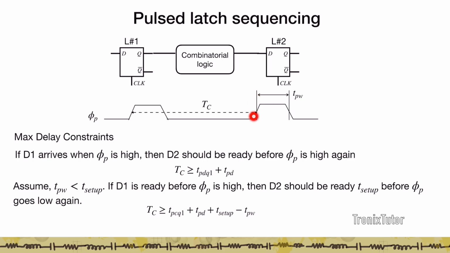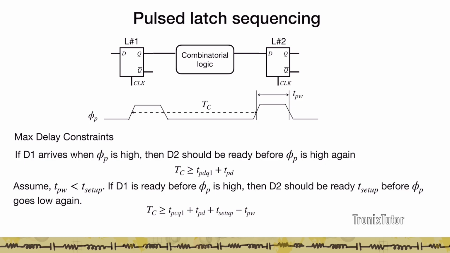Now, if I assume that this pulse width is much smaller than the setup time, and D1 is ready before the pulse has gone high, then D2 should be ready a setup time before the next pulse, right? So in that case, Tc should be greater than TPCQ1, the longest path from clock to Q, plus TPD plus T setup minus the pulse width of the clock, right?